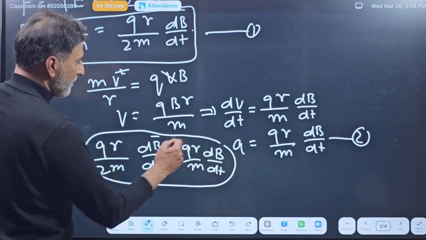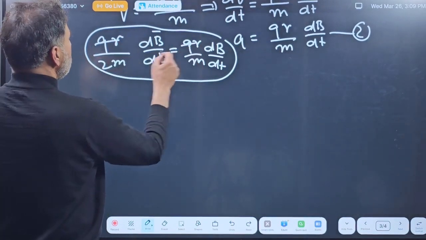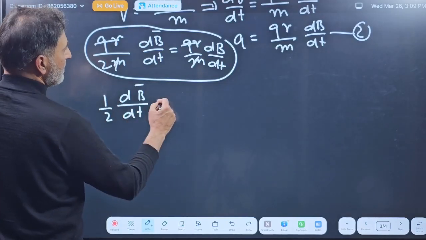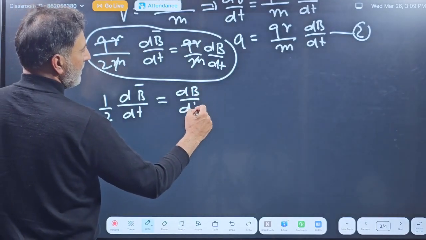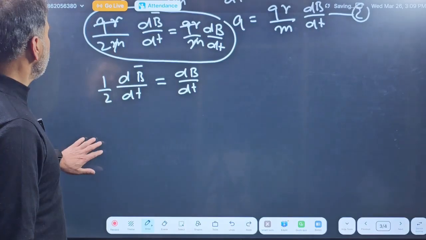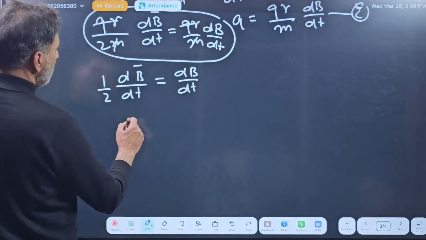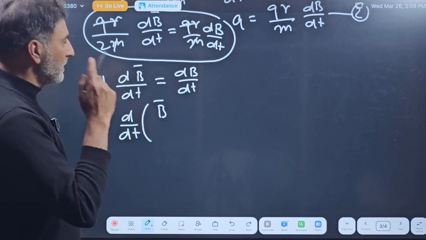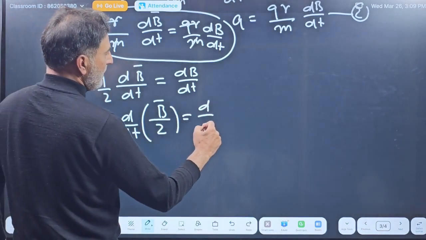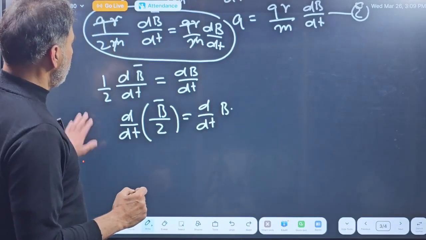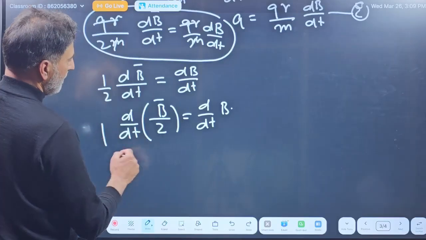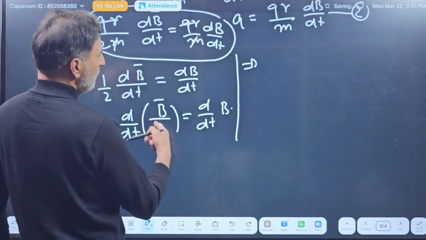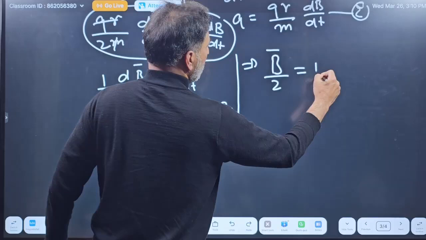From here, what we get is QR cancels, M cancels, and here we get dB bar by dt times 1 by 2 is equal to dB by dt, right? If we write it like this, it is d of B bar, the average magnetic field inside the circle, divided by 2 is equal to d by dt of B, the magnetic field on the periphery. Okay. Now if you integrate both sides, the differential integral cancels. We get B bar by 2 is equal to B.